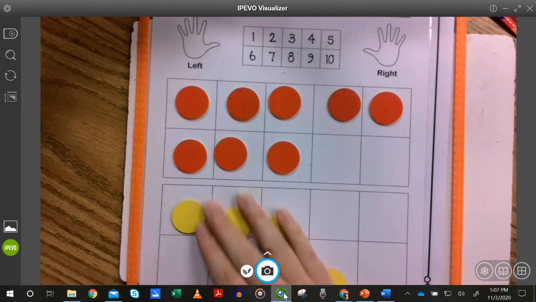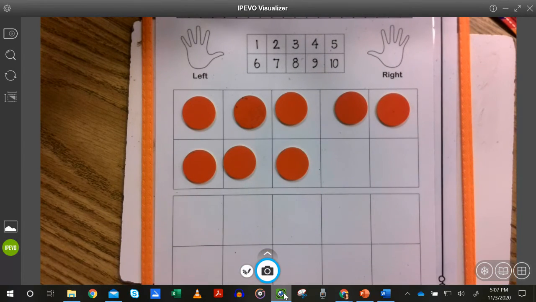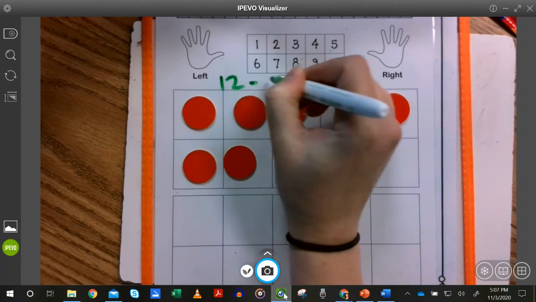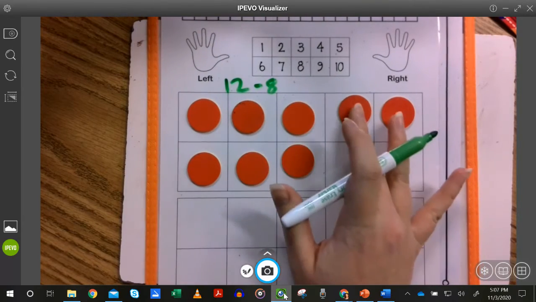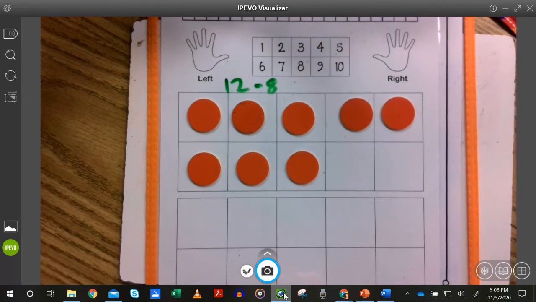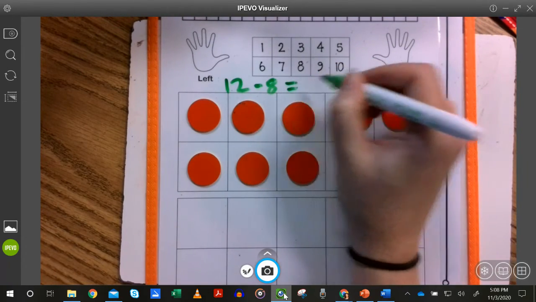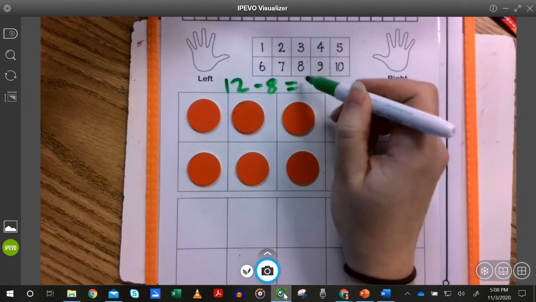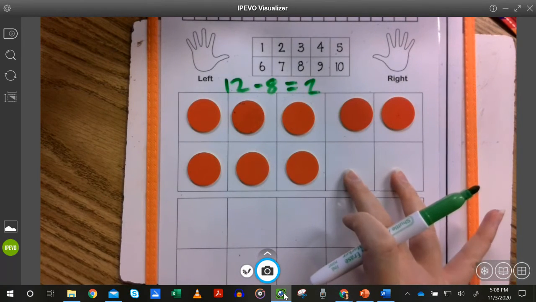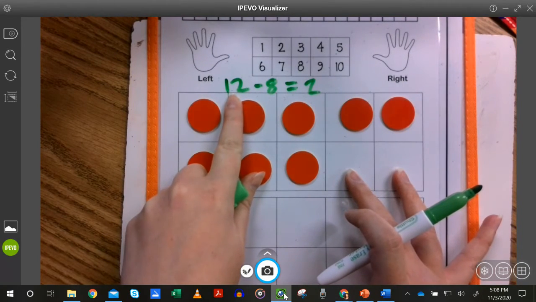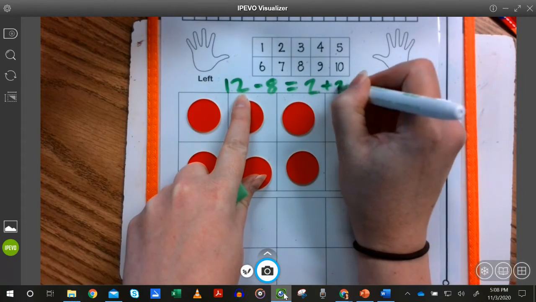Let's try another one. What if we have 12 minus 8? Okay, so there's my 8. We have the part we know. 12 minus 8. So I show the part I know. There's my 8. Now I want you to visualize what I would need to make it into a 10. What would I need? 2. Good. And then if I have it up to 10, looking here, I know 12 means a group of 10 and 2 more. So once I get to 10, I still need 2 more.